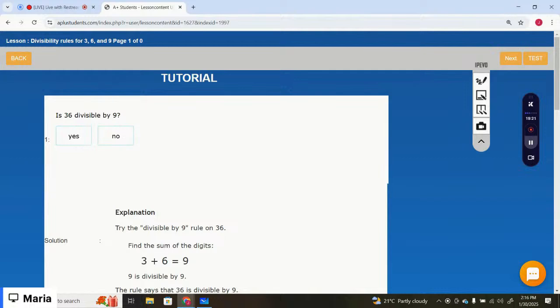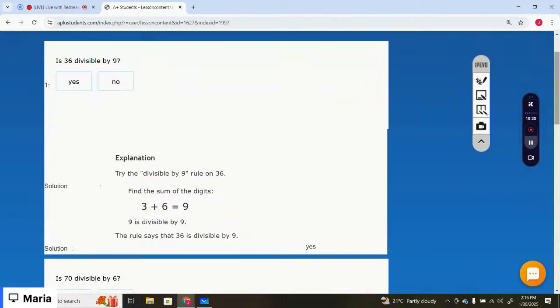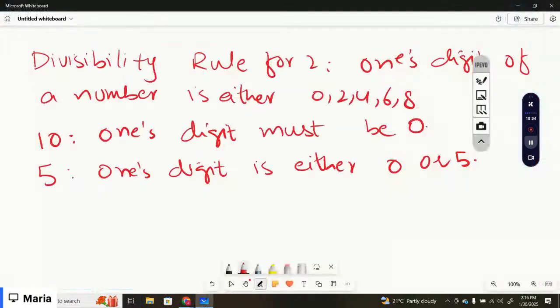Is 36 divisible by 9? So now you need to learn the divisibility rule for 9. The divisibility rule for 9 is that if the sum of the digits is divisible by 9, the number is divisible by 9.